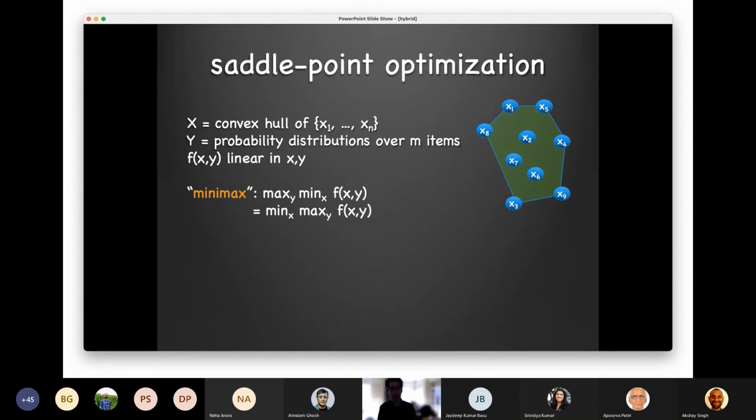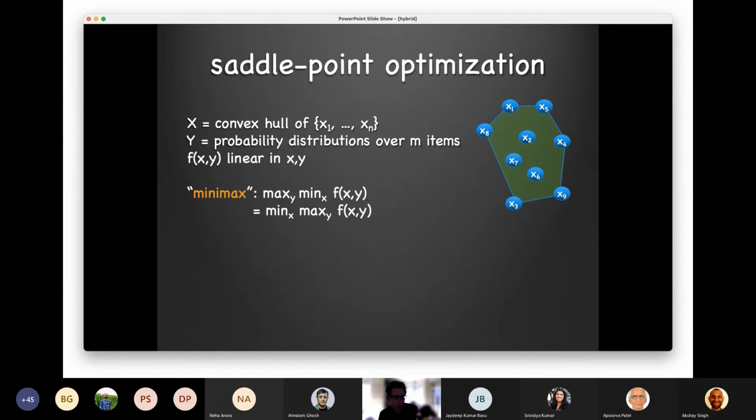It's one called saddle point optimization. What I'm going to do now is, the data set is still x1 through xn, but I'm going to define capital X to be the convex hull of those points. Here's a little drawing of that. It just means the smallest convex set containing all those points.